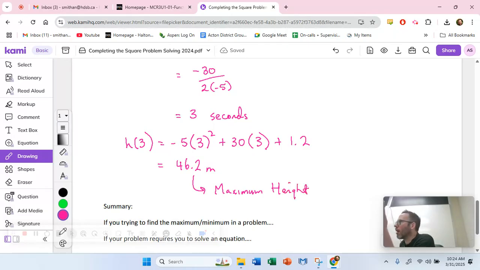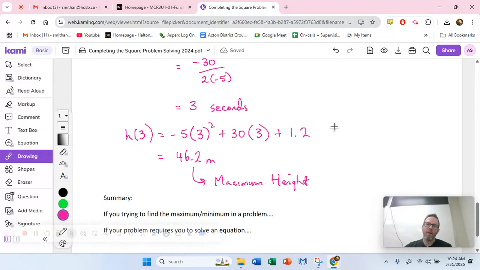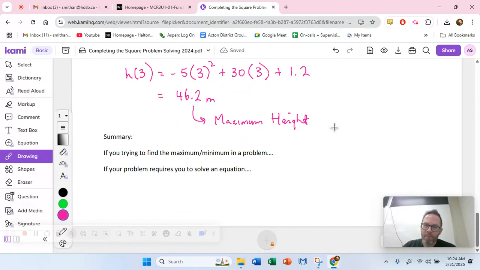So you guys can do revenue problems. I showed you how to set those up. You guys can do projectile problems. I've shown you how to set those up. But any question, Andrew Sullivan, you with me here? Any question that says find a maximum or a minimum, you guys are good. You just find the vertex. So if you're trying to find the max or min, find the vertex. If your problem requires you to solve an equation, or like x-intercepts, in that case, you guys are using your quadratic formula skill.